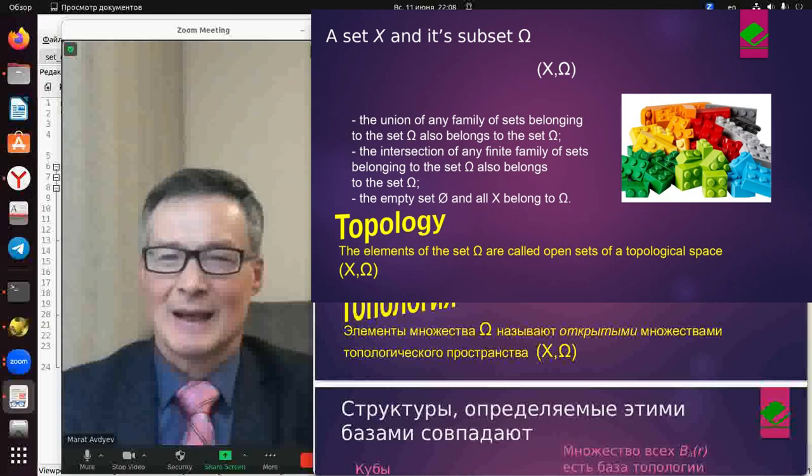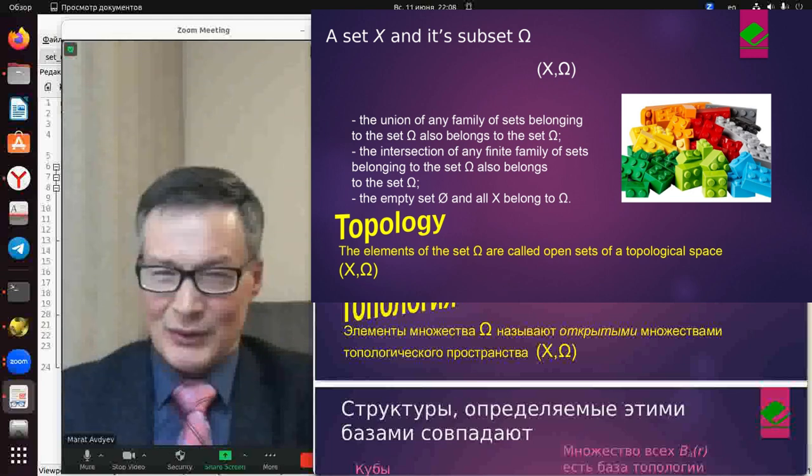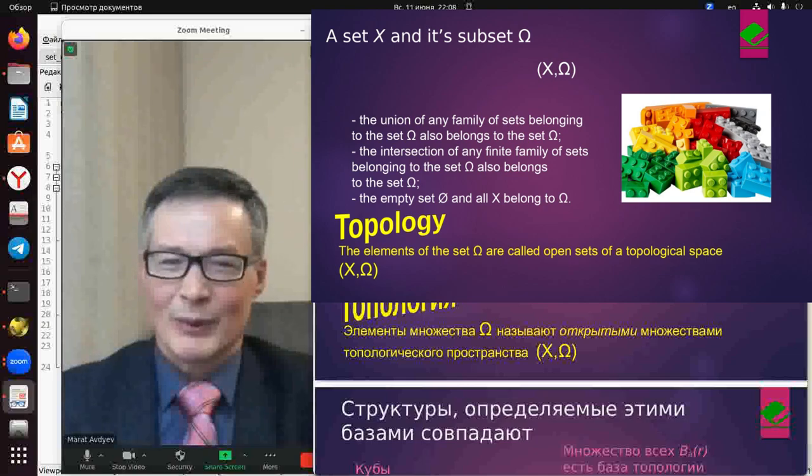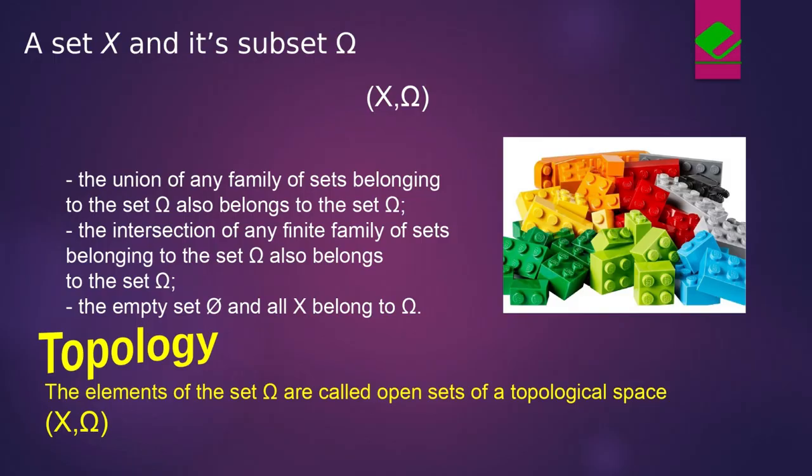A little more from the theory of topology. Imagine that we want to work with a constructor, something like a Lego constructor. The union of any family of sets belonging to the set omega also belongs to the set omega. The intersection of any finite family of sets belonging to the set omega also belongs to the set omega. The empty set and all of X also belong to omega. This is the definition of topology.